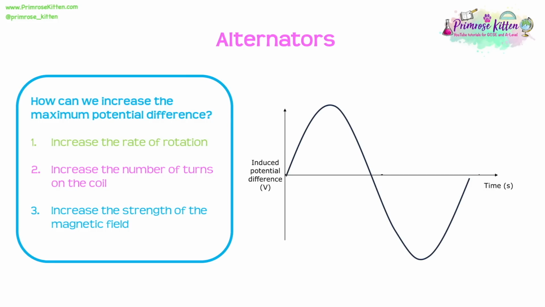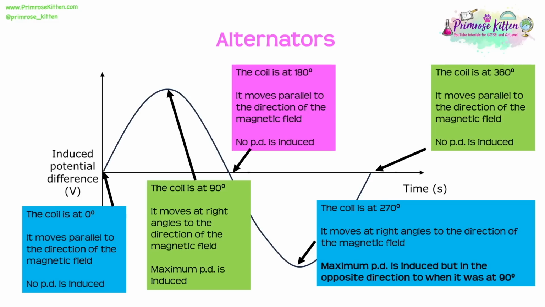We could get asked in an exam, how can we increase that maximum potential difference? So how could we make this curve have a greater amplitude? Well, a way that we could do this is we could increase the rate of rotation, we could increase the number of turns on the coil, or we could increase the strength of the magnetic field. So make sure that you know how we could increase the maximum potential difference in an alternator.